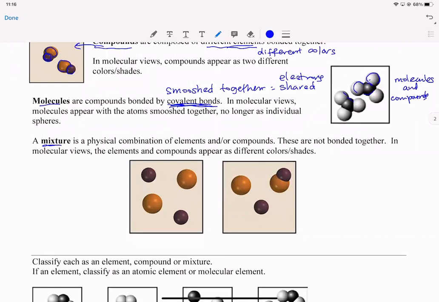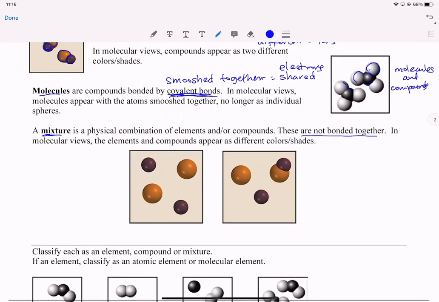Now, sometimes people get confused with a mixture. A mixture is when you also have different colors of elements, but they are not bonded together. And this is an example of a mixture of some purples and some reds. When they're not bonded together, they're just thrown together, and that's called a mixture. So it's a physical combination compared to a chemical combination. A chemical combination requires them being bonded together.